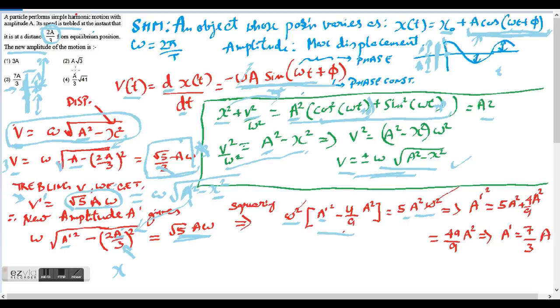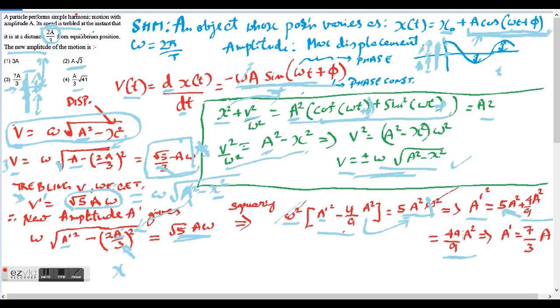You can see that in the options you are supposed to express the new amplitude in terms of the old amplitude, and we're getting there, so we are on the right track, right? So new amplitude squared is 5a squared, omega squared cancels out, and then you are left with negative 4 by 9 a squared. I'm going to send it over to here. You'll get 5 plus 4 by 9 a squared, right? And then you have to take the LCM. 5 9s are 45, 45 plus 4 is 49, so 49 over 9 a squared, right?